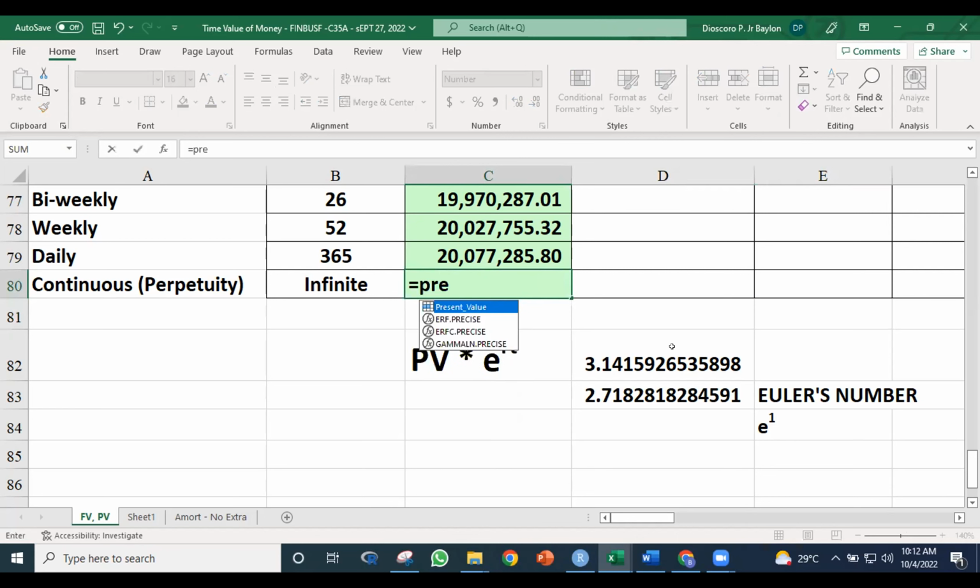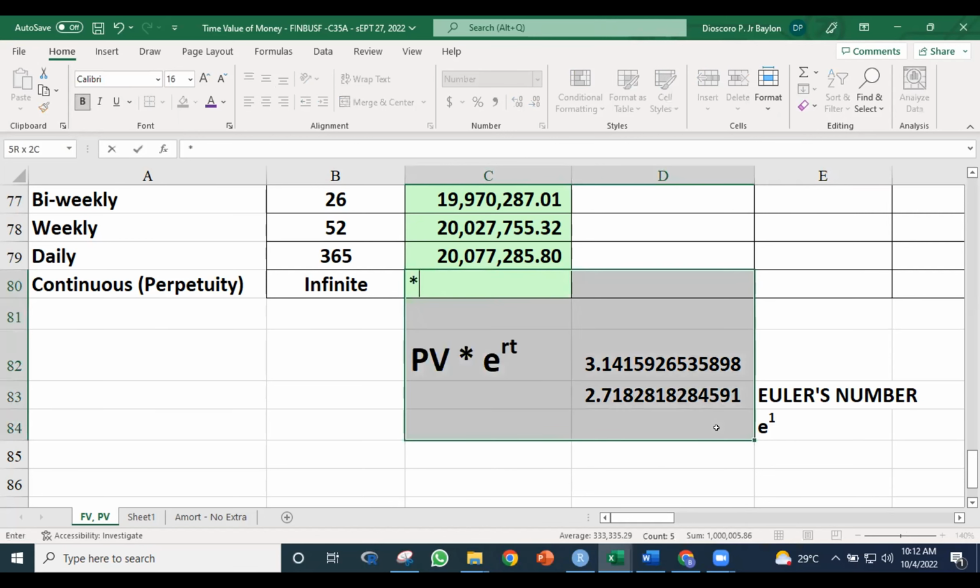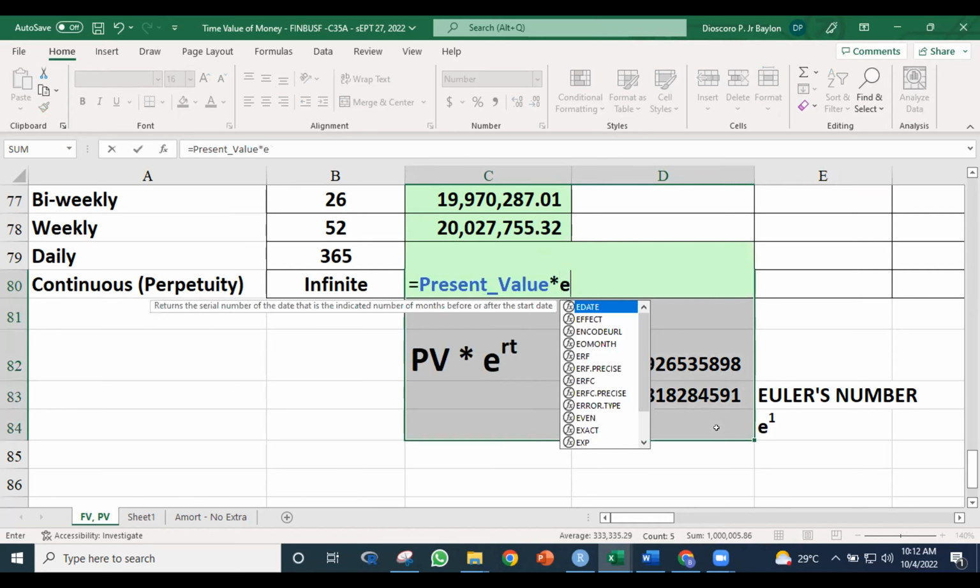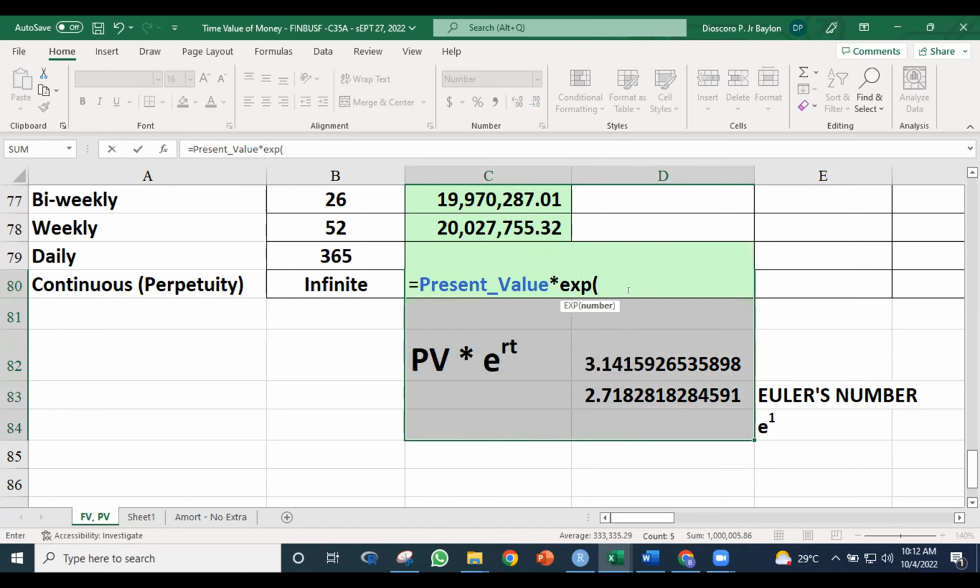So this is equal to the present value multiplied by the EXP function. So this is the exponential, and it's raised to the RT. R is your annual rate, and your time is your years. So that will now be our formula. And as expected, your continuous or infinite compounding will of course be higher even than your daily compounding.